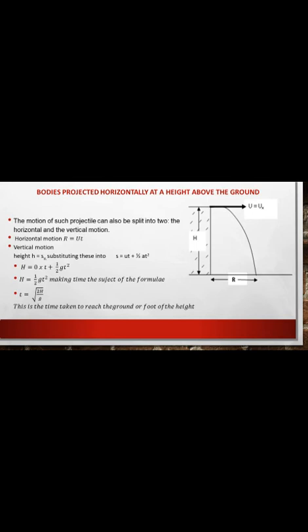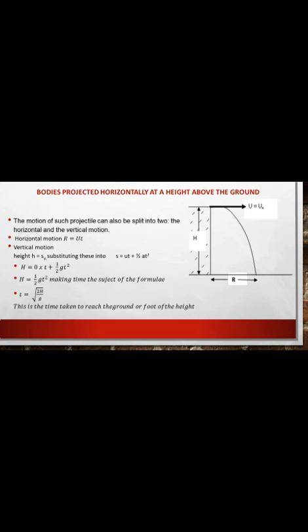Now, the time of flight in this case, because it did not start from the projection plane but started from a certain height, will be different. So using the formula S is equal to ut plus half at squared, if I substitute the values that I have, I will get that the time it will take the body to land on the projection plane is equal to the square root of 2h all over g.